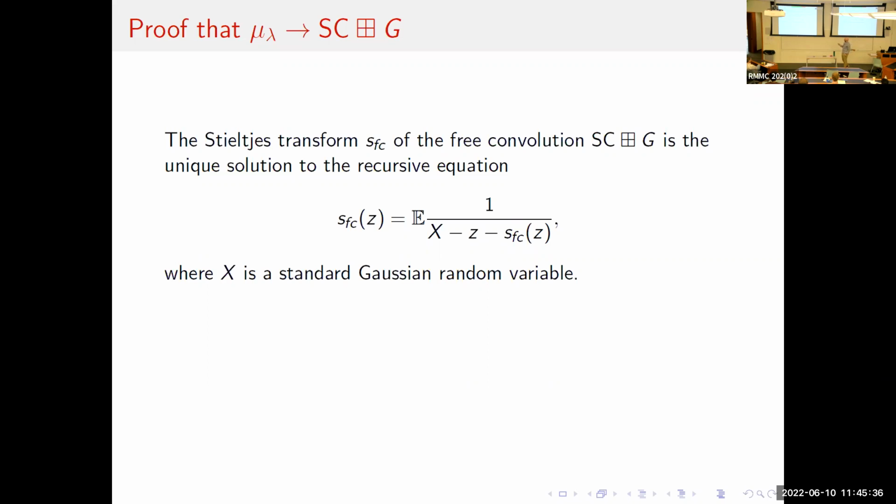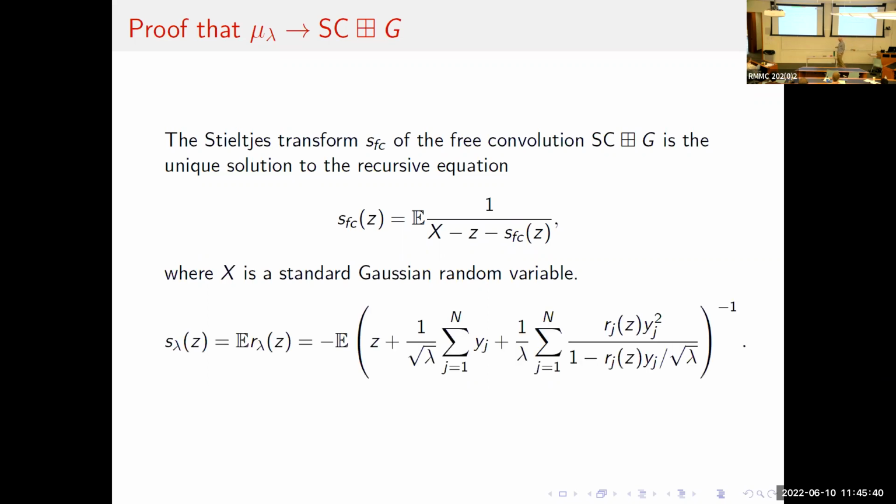Okay, so we know we have a unique solution to a recursive equation we're looking for, and the Stieltjes transform we have can be written as the expected value over some different random variables. So after passing to some subsequences, some subsequential limits, some details we're not going to talk about today, in some sense, all we have to show is that as lambda goes to infinity, these two recursive structures are the same. Okay. So this is a sketch of the proof.